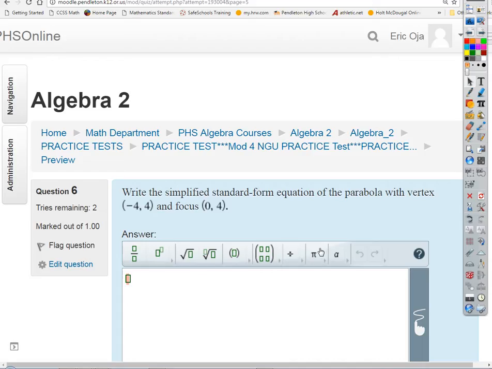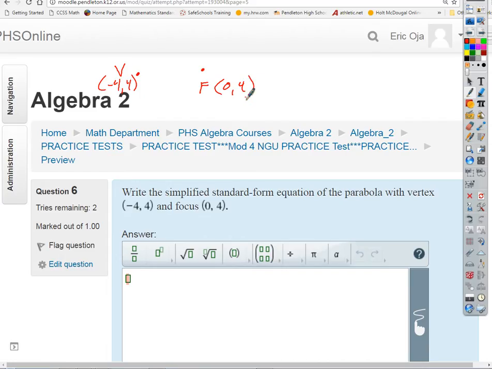If we were to graph these 2 points, where would they be? I've got a vertex with coordinates -4, 4, and the focus is at 0, 4. Is that going to be lined up vertically or horizontally? Horizontally, right? It's going to have the same y coordinate but a different x coordinate. So there's my focus, with coordinates 0, 4.